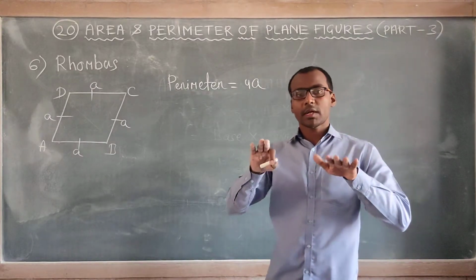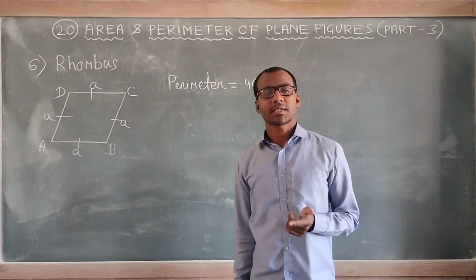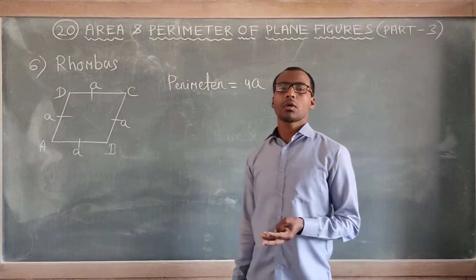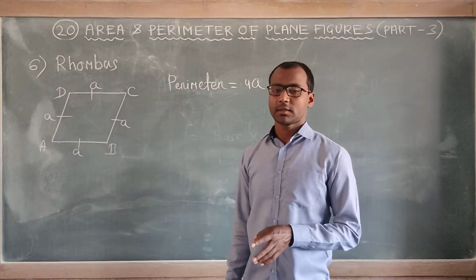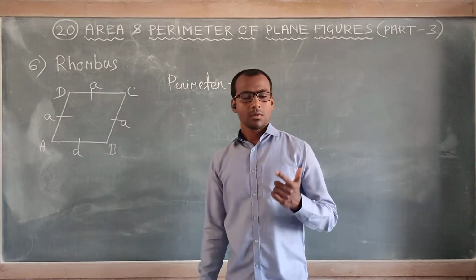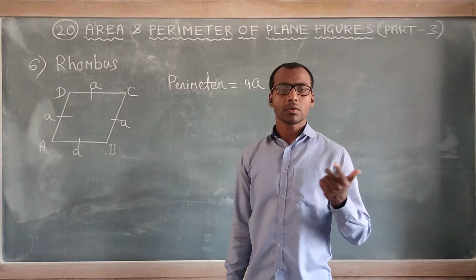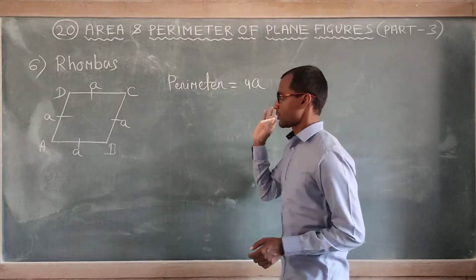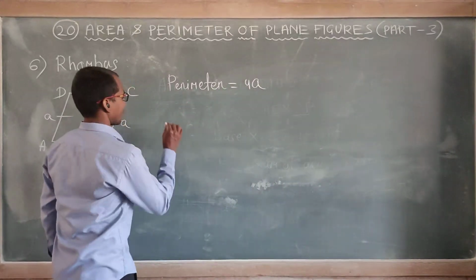In case of parallelogram and rectangle also, perimeter formula is same. In case of rectangle, perimeter is equal to 2 into the sum of the adjacent sides. In parallelogram also, perimeter is equal to 2 into the sum of the adjacent sides. So perimeter over. Now let us go for area.